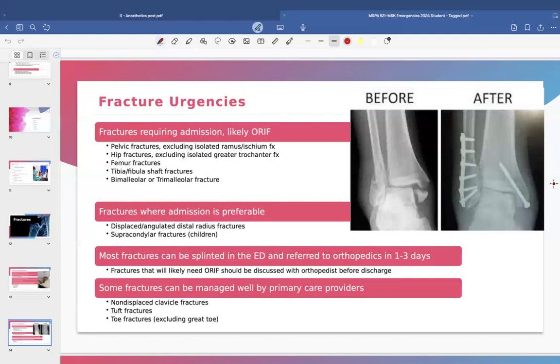If it's a finger fracture or a toe fracture, something like that, a lot of times those can be managed well by their primary care physician. They aren't going to need anything more. Non-displaced clavicle fractures, things like that, they may just need a sling or some buddy tape, and then they would just follow up with their PCP.